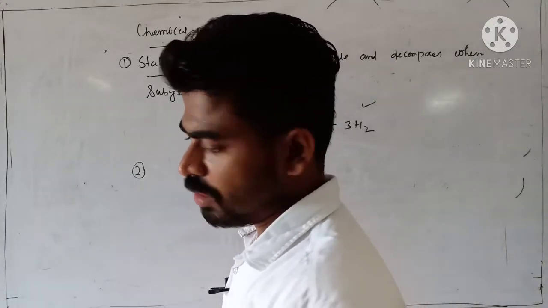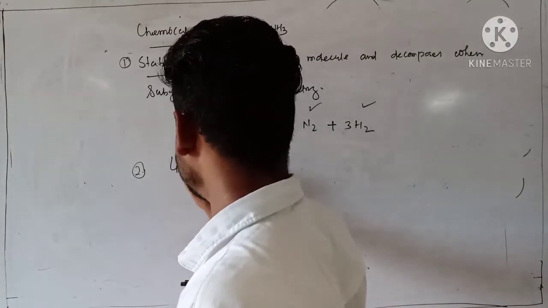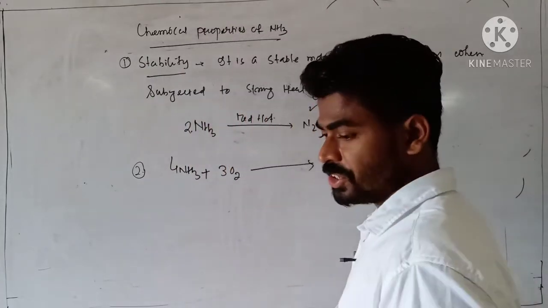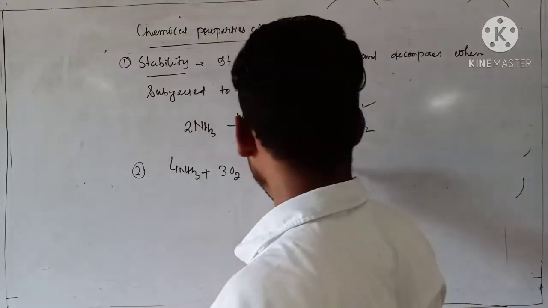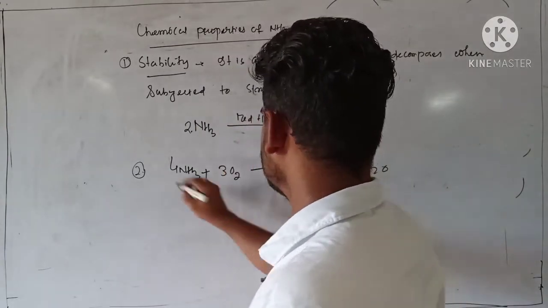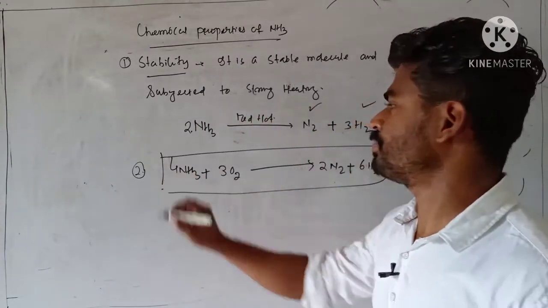Next, combustion. Neither does it burn nor help in burning, but still, when treated with oxygen, it gives dinitrogen and water. How? 4NH3 plus 3O2 giving rise to 2N2 plus 6H2O. So this is the reaction.